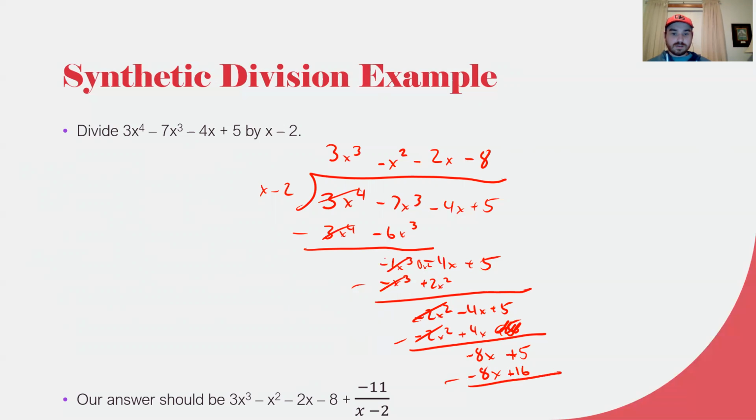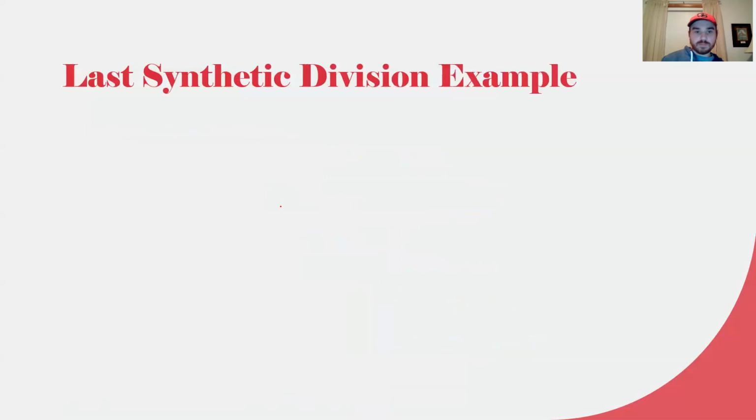Subtract these. These will cancel. 5 minus 16 is negative 11. And then we have negative 11 over x minus 2. So it gives us the same thing that we got before, but the synthetic division went a little bit faster.